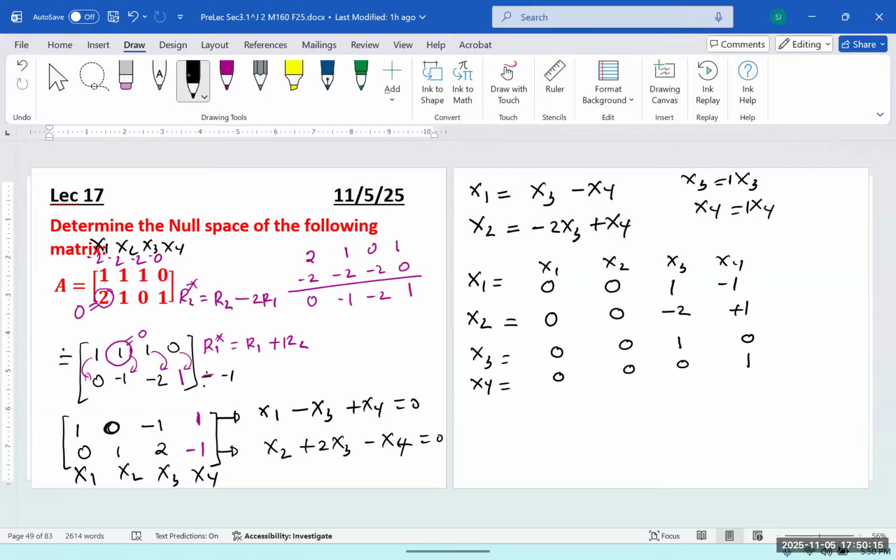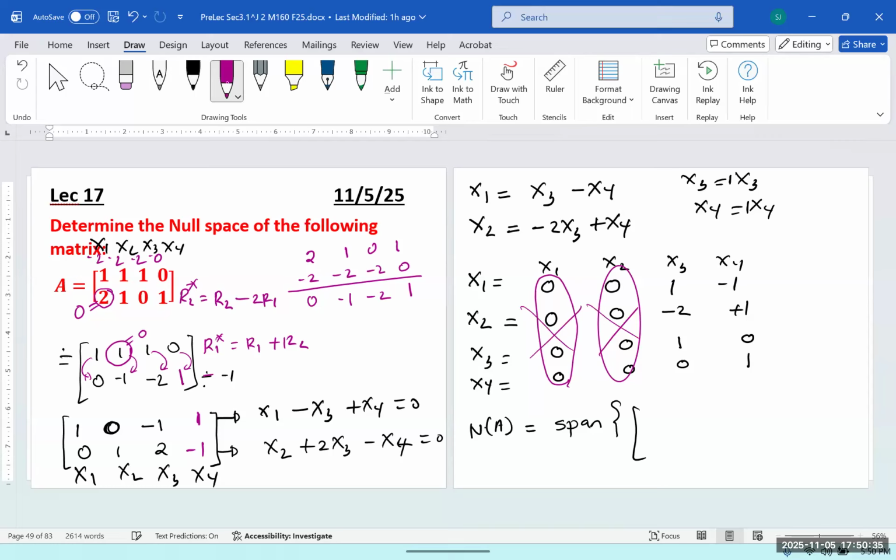So our null space is N(A). It's the span of the vectors. This column contains all zeros, so we're not going to take it. So these are useless. This one and this one, only these two, have non-zero elements. So it's the span of (1, -2, 1, 0), the first vector, and then the second vector is (1, 1, 0, 1).